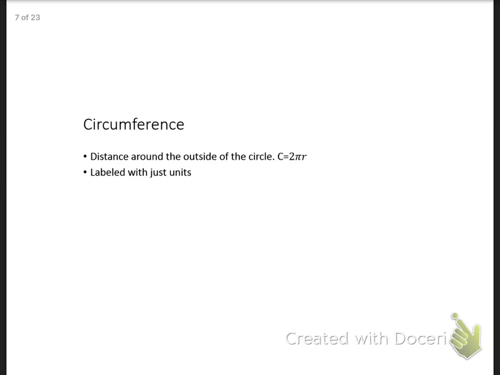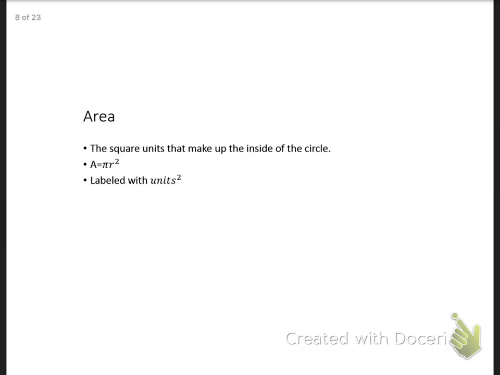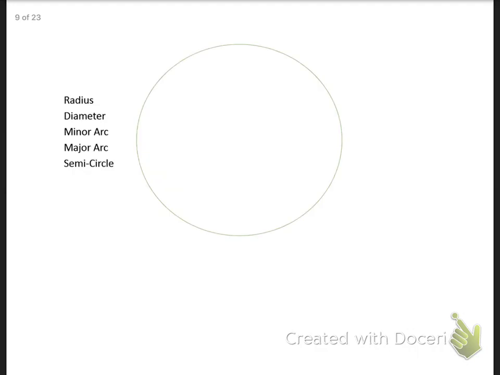Circumference is the distance around, so it's 2 pi r, or d times pi, and remember it's labeled with just units. Area is labeled with units squared. Okay, and the way that we remember this is going to be pi r squared. And this is made up of the square units inside your circle.